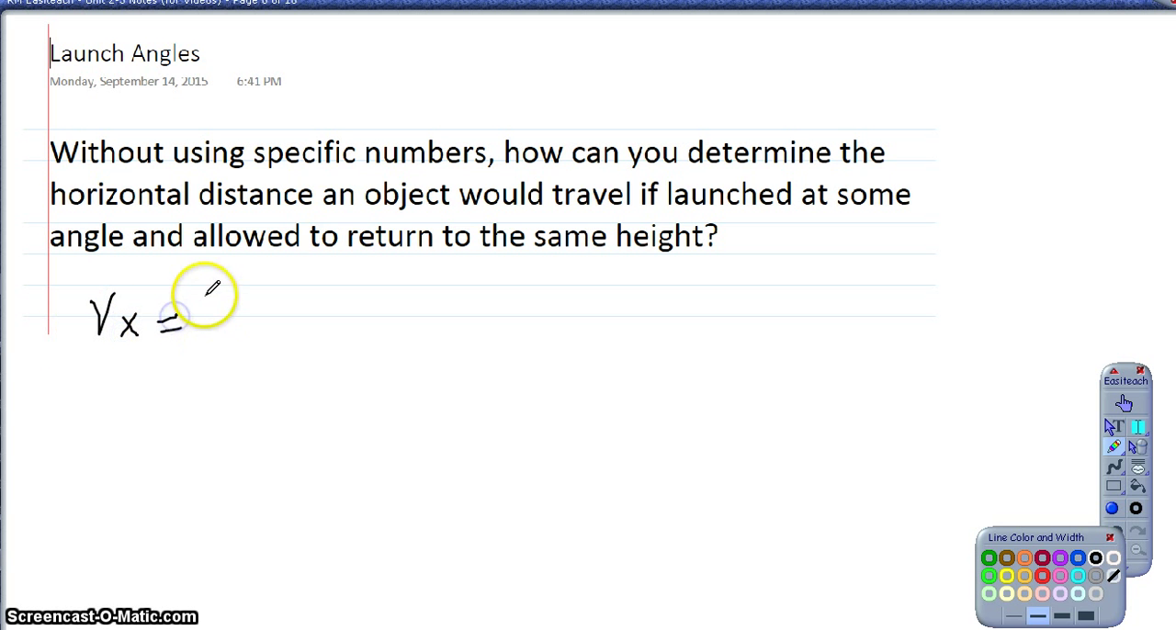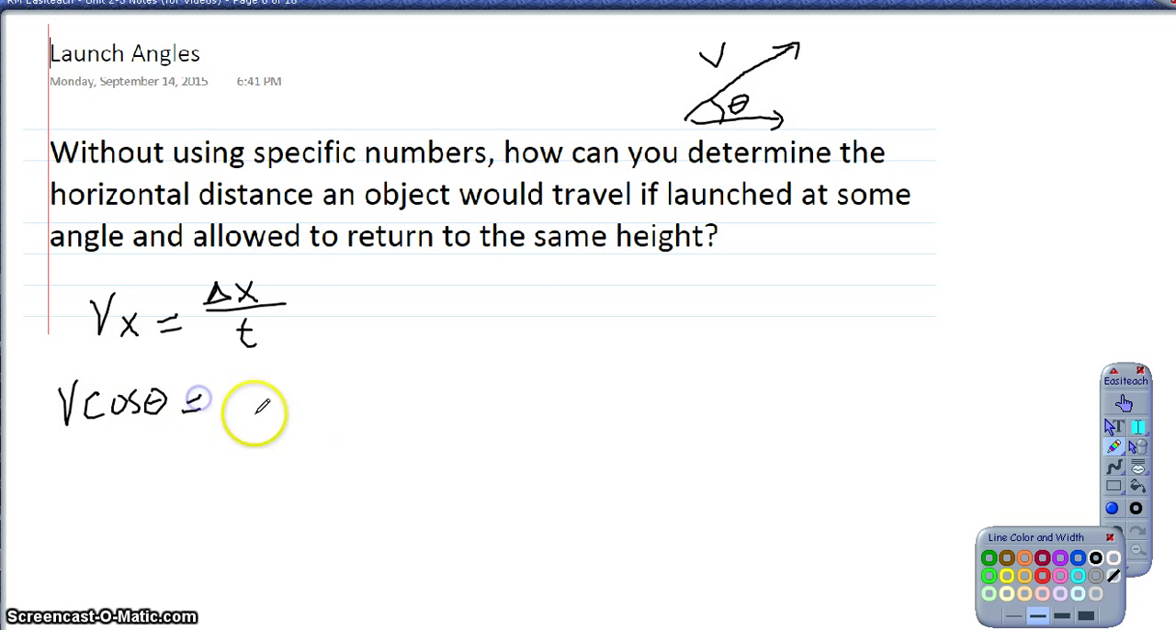And I know the only relationship I'm using for delta x would be Vx equals delta x over t, because my horizontal velocity would be constant. Well, the key here is if I'm launching something at an angle, I don't know its velocity, I don't know its angle, but in terms of those two unknowns, I could define this horizontal component as v cosine of theta. So then v cosine theta equals delta x over t, right? And then again, I'm looking to solve for delta x, so delta x equals v cosine theta times t.